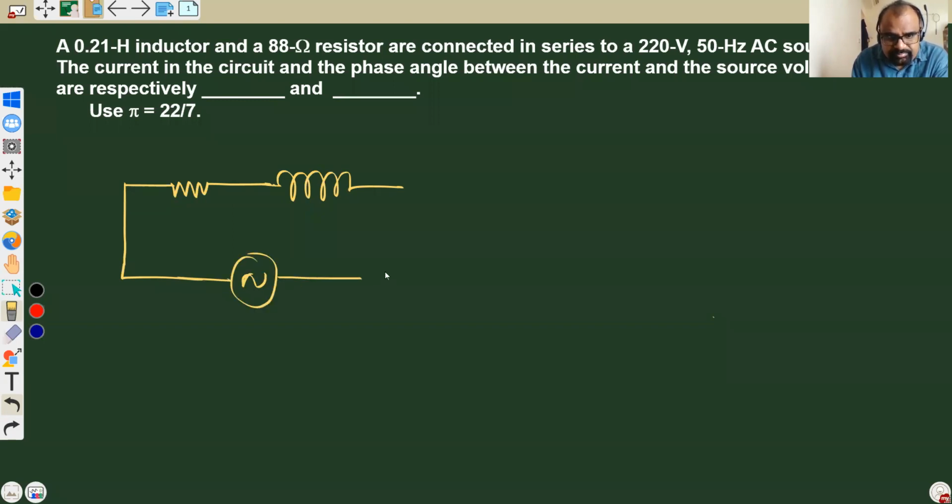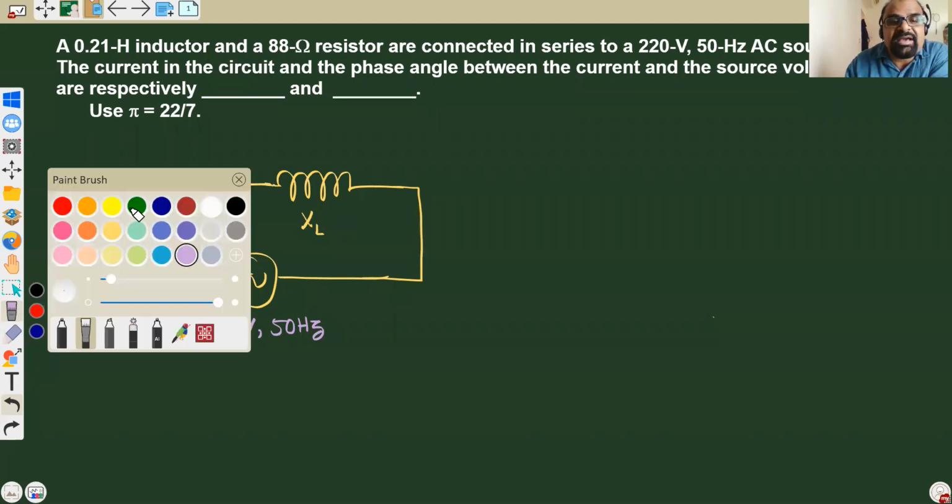So this is it, LR circuit. The inductance value is given. But here I'll not write the inductance value. I will write the XL value. Well, this source voltage was 220 volt, 50 hertz. That means the frequency of this source voltage is 50 hertz.